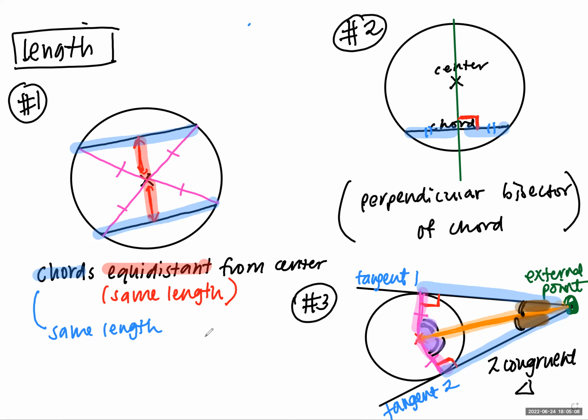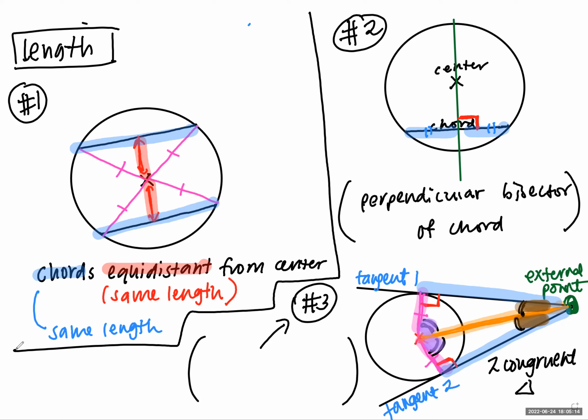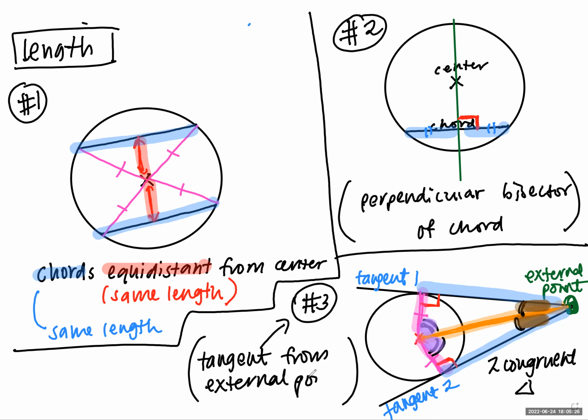Property number 3 that you need to remember. Property number 3, let me draw the line. Okay. So property number 3, this is called tangent from external point. Got it? The end, and congrats, with that we're done with 1 chapter.